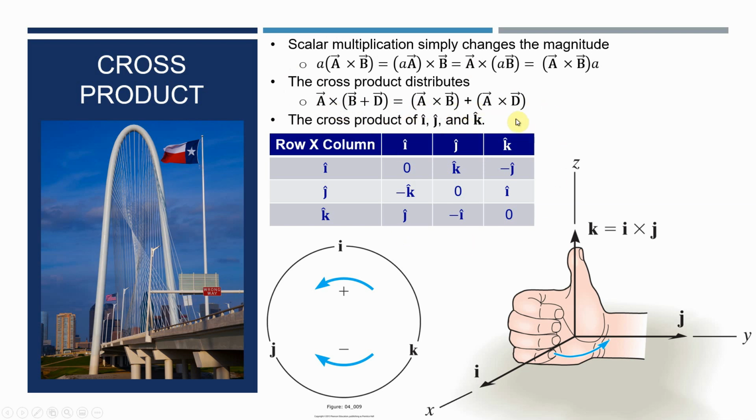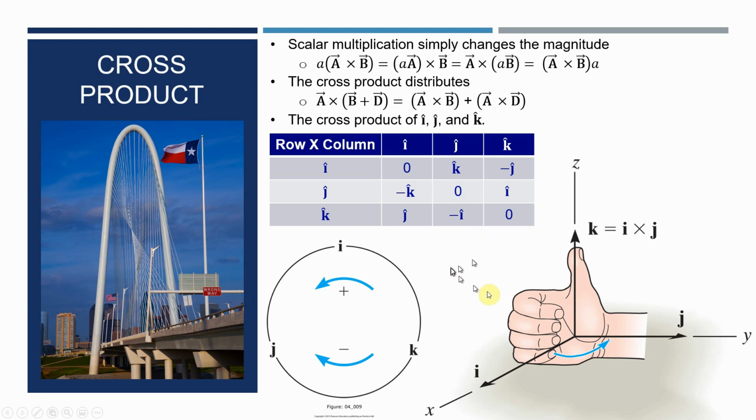The cross products of I hat, J hat, and K hat. This is a good little table. So I hat cross I hat is 0. I hat cross J hat is K hat. You'll notice we're finding the row I hat, J hat, K hat times the column vector. If we flipped it in reverse, we'd have negative signs everywhere. So I hat cross K hat is negative J hat. J hat cross I hat is negative K hat. J hat cross J hat is 0. J hat cross K hat is I hat. K hat cross I hat is J hat. K hat cross J hat is negative I hat.